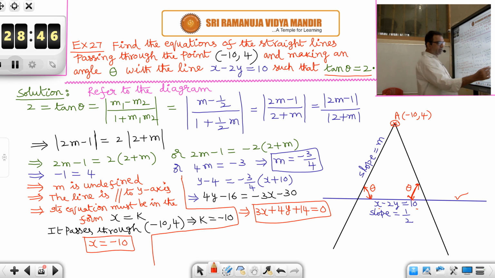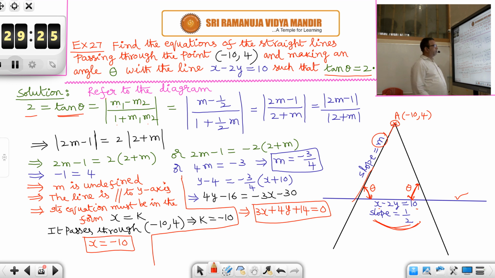Okay, what is the slope of the given base x - 2y = 10? If you put it in the form y = mx + c, you can find that the slope is 1/2. So let the slope of this required line be m. This slope is 1/2, that slope is m, and the angle between them is known, tan inverse 2. Therefore, what is the formula for tan theta, the angle between two lines? 2 is equal to tan theta. The actual formula is the mod of (m1 - m2)/(1 + m1 m2).